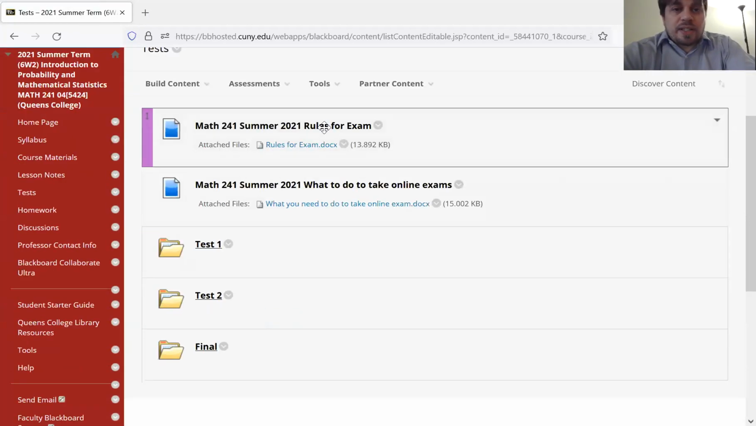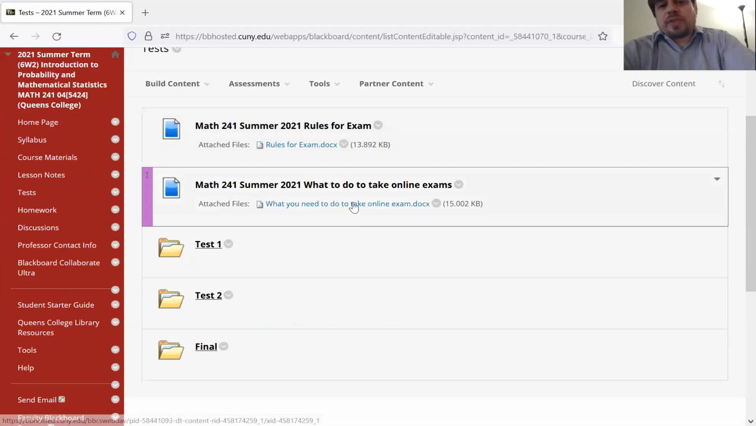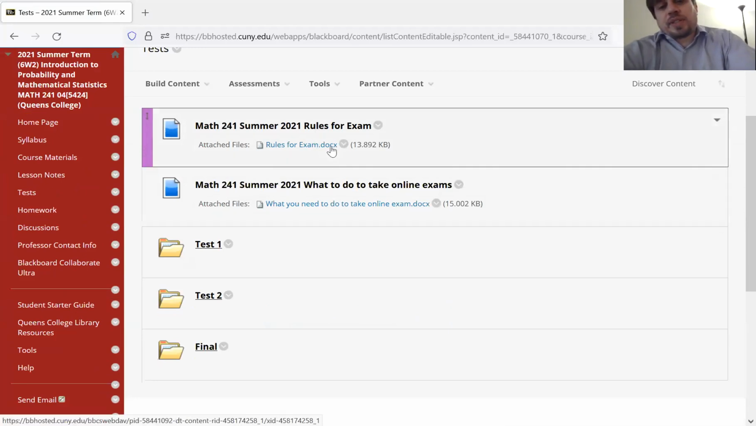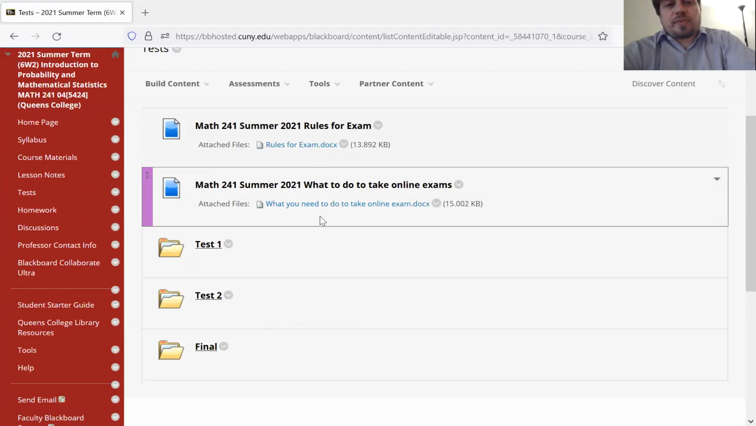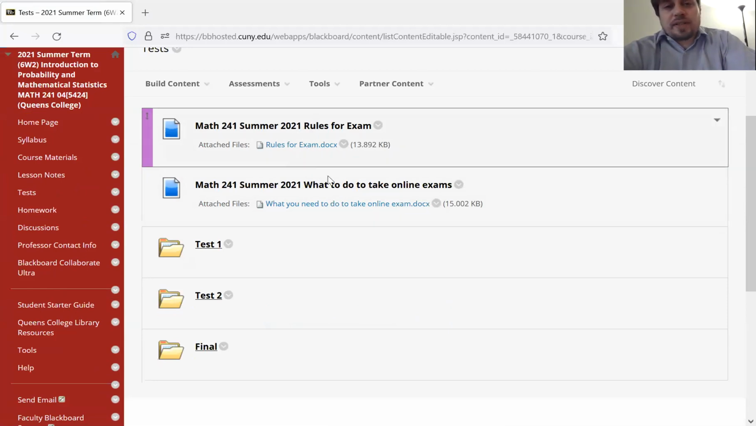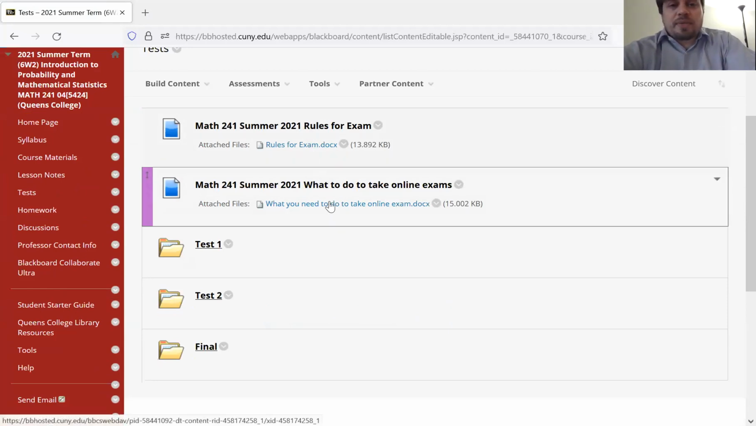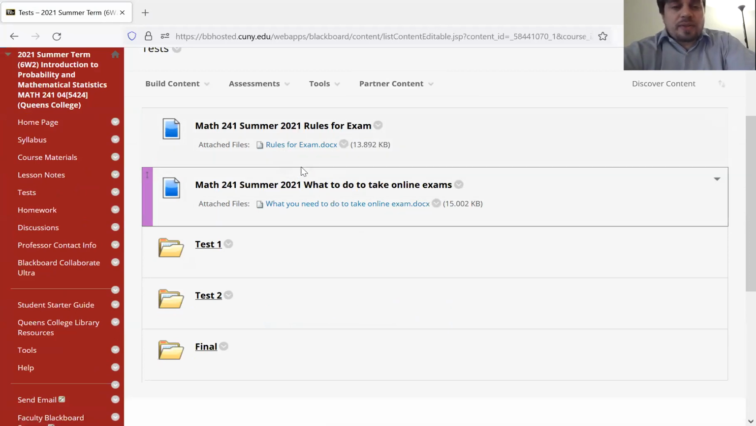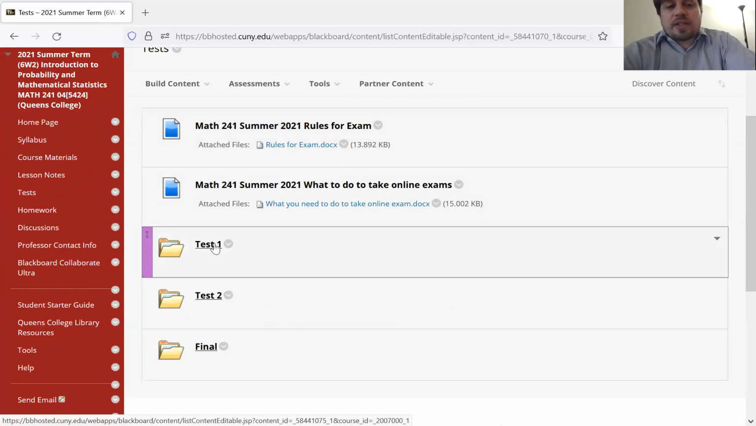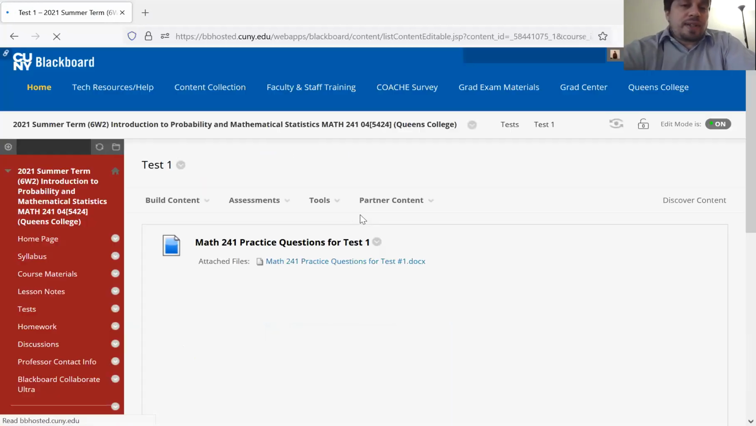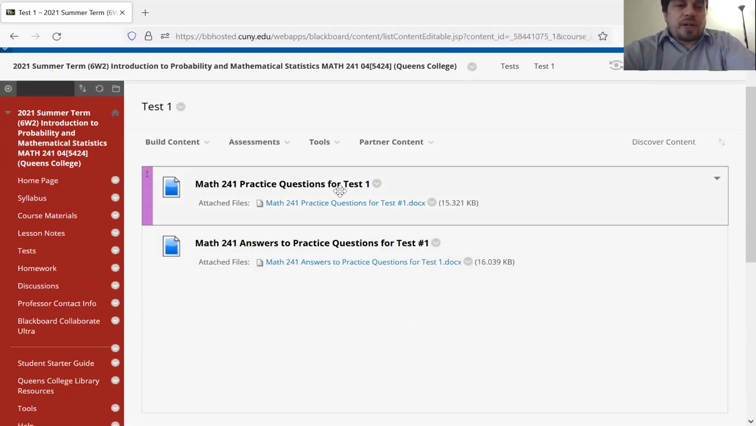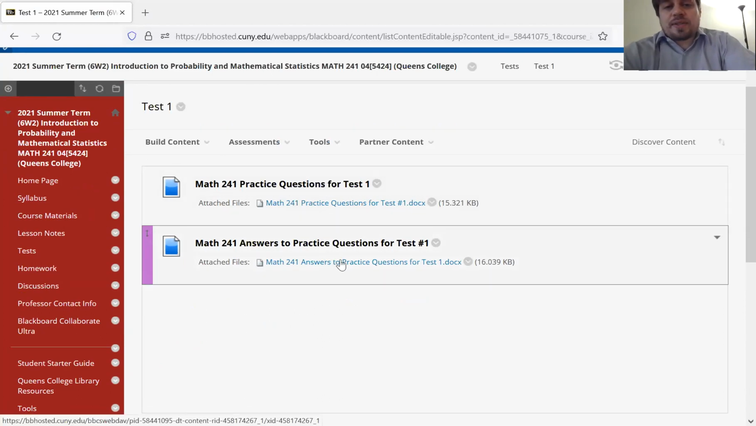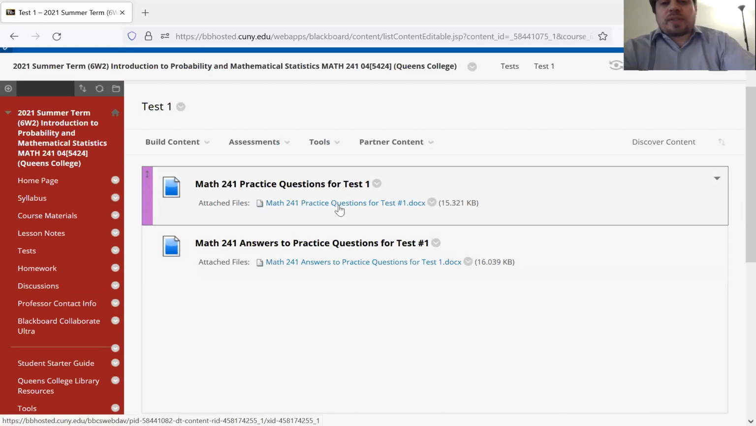here's this. There's rules for exam and what to do to take online exams. So you should read both these things. It's reiterating most of what I said during class when I explained about exams. But read these two so that way you know everything you need to know. It'll tell you what to do to prepare. And remember, this test 1 folder are the materials for your practice for test 1. So these are practice questions for test 1, and these are the answers, right? Don't look at the answers until you do the practice questions.